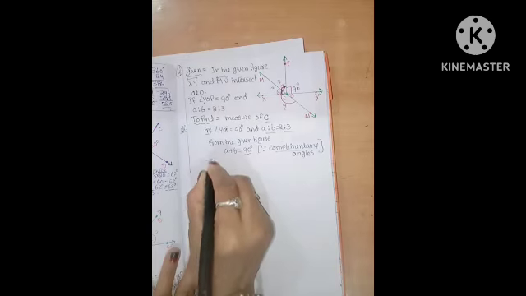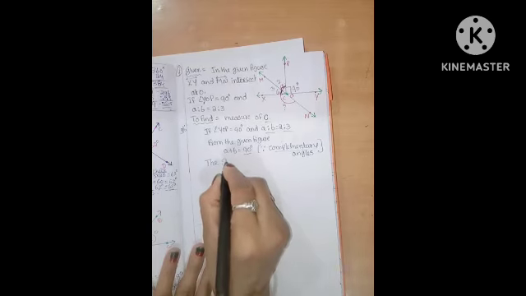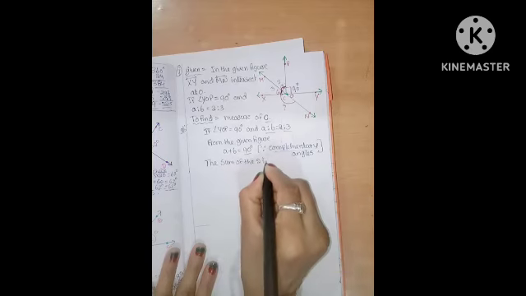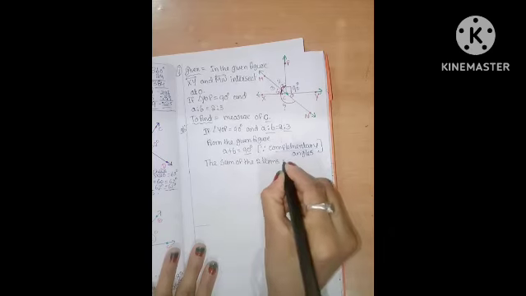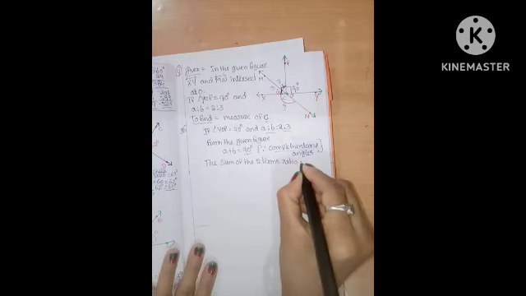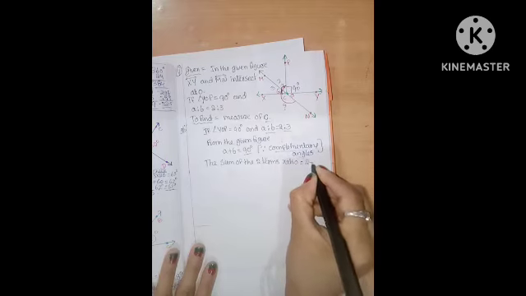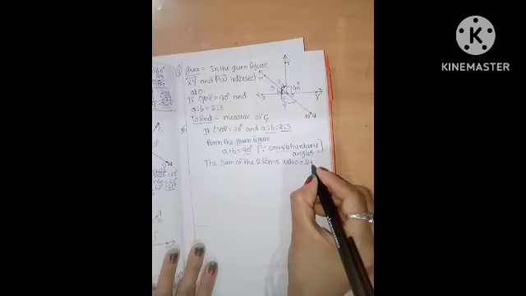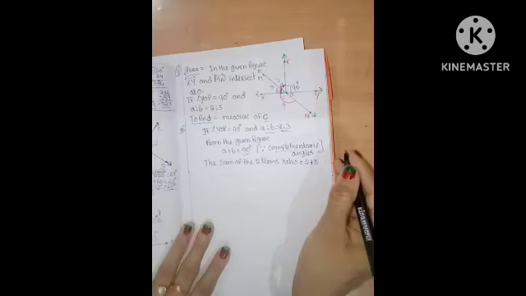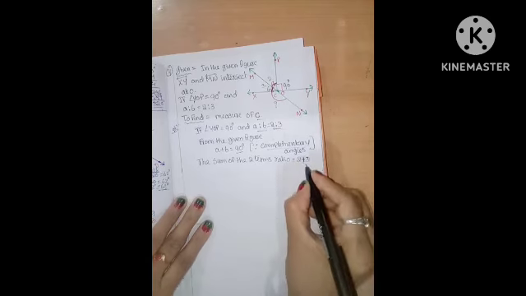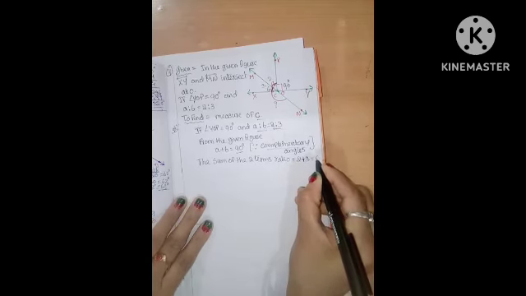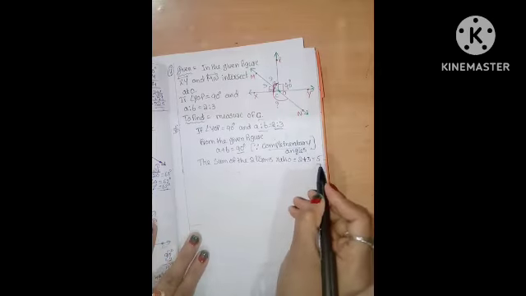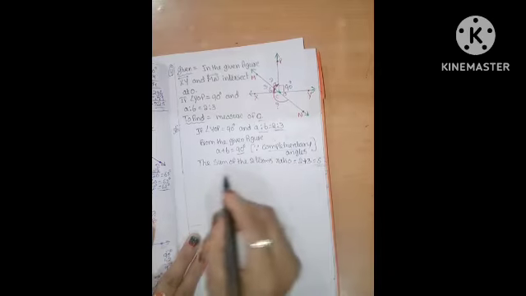Okay. How to calculate the sum of the two terms of the ratio? What is the given ratio? The 2:3 ratio is given. So 2 plus 3. What is the sum of these ratio terms? 2 plus 3 is nothing but 5. Okay, the sum is 5, got it.